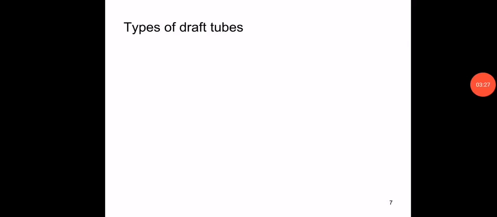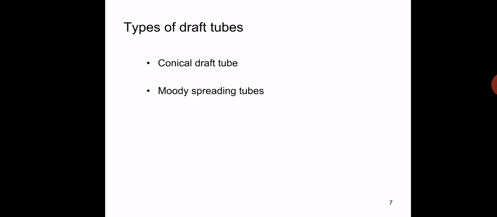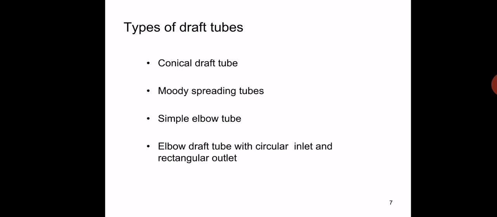You may have different types of draft tubes. Those are the conical shaped draft tube, the Moody spreading tube, the simple elbow tube, and the elbow draft tube with a circular inlet and a rectangular outlet. These are the different types of draft tubes you may use in turbines.